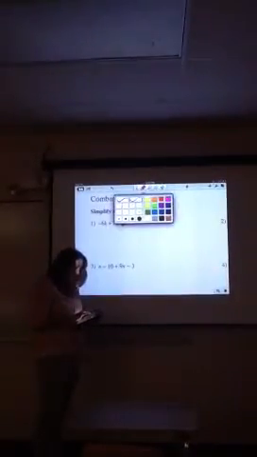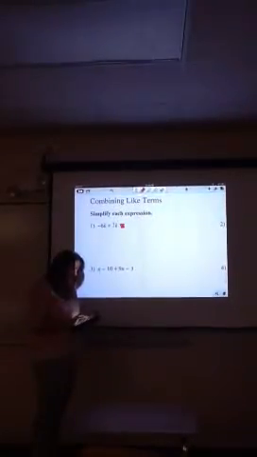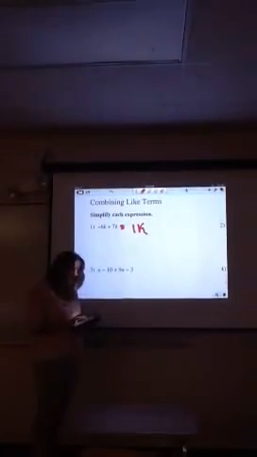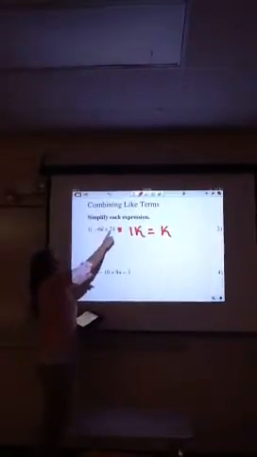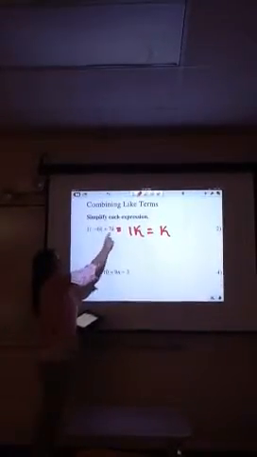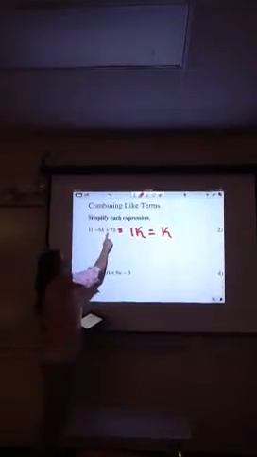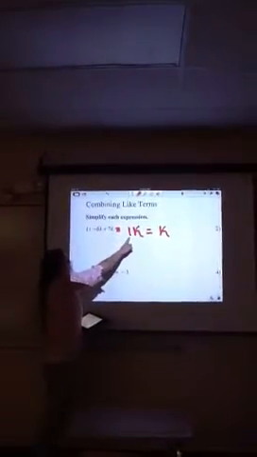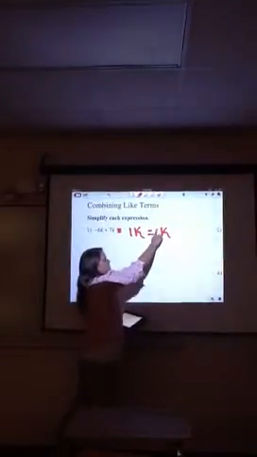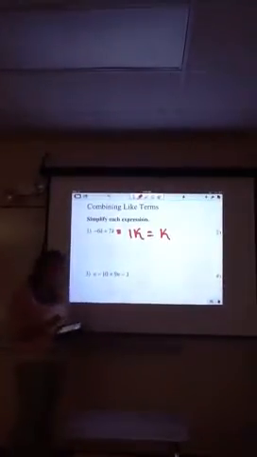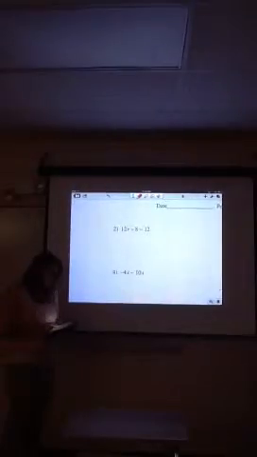And we have left a positive 1k, which we can just write as k. These were like terms because they have the same variable, so we were able to do the operation of addition and combine them to be a positive 1k, which we know we can write just as k. There's kind of an invisible coefficient of 1 here. Okay, number 2.